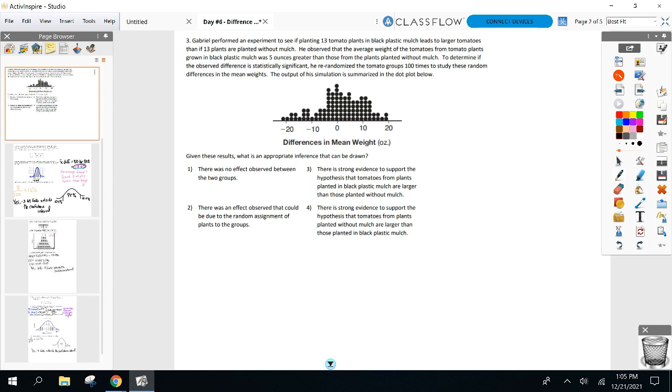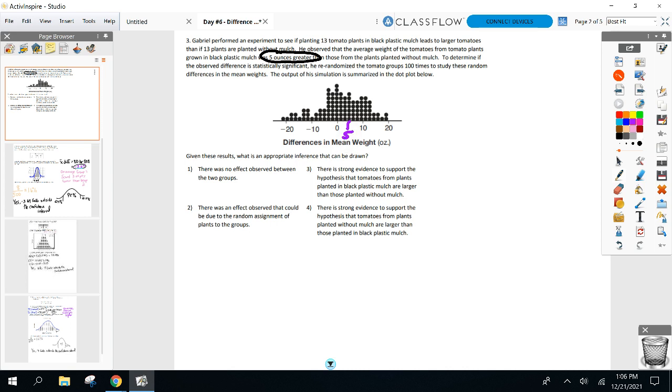Okay, plastic mulch. And what did we find out? The ones in plastic mulch grew 5 ounces greater than the plants without. So what they're telling you, you don't even have to calculate it here. I'm telling you that the difference in the means was 5 ounces. So was it really because of the black plastic mulch, or by random chance, some other factor? So we shuffled the deck 100 more times, did the difference in the means, and this is what we got. Where's 5? In the middle. Everyone see where 5 would be here? Right about right here.